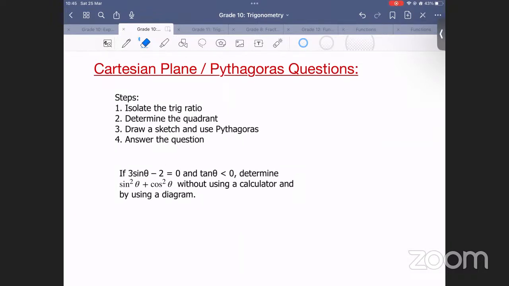Okay, so the steps are as follows. Number one, isolate the trig ratio. Number two, determine which quadrant we are in. It's going to make more sense when we do an example. Number three, draw a sketch and use Pythagoras. And number four, answer the question.